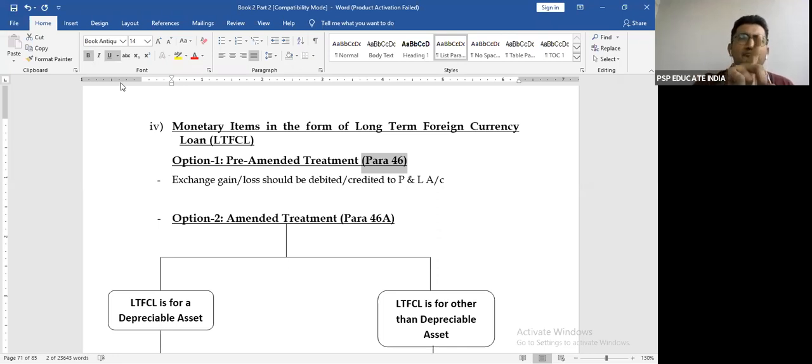Again, अगर आप फॉरेन से लोन लेते हो, रेट चेंज होता है, मतलब आपको या तो गेन होगा या तो लॉस होगा. अगर गेन होता है तो पुरानी ट्रीटमेंट में, प्री अमेंडेड ट्रीटमेंट में, पैरा 46 में आप पीएनएल में इफेक्ट देंगे. गेन होगा तो पीएनएल क्रेडिट करेंगे, लॉस होगा तो पीएनएल डेबिट करेंगे. ऑन दी अदर हैंड, अमेंडमेंट आया पैरा 46A. देखो उसमें क्या करना है.